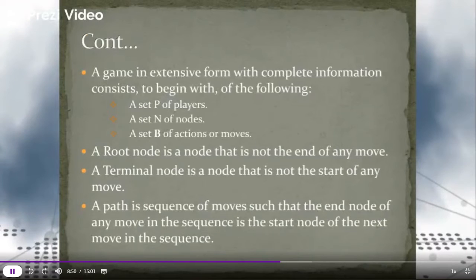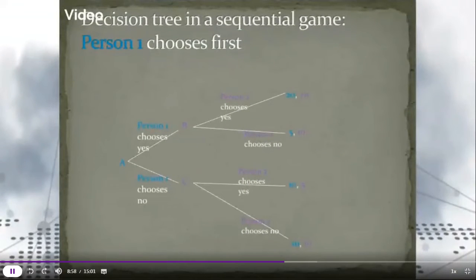And actions or moves are the different strategies that they are playing. A root node is what? It is a node that is not the end node of any move. That means here we have a root node like this. The root node, as the name suggests, has to be the origin node, the node from where the entire tree is coming up.